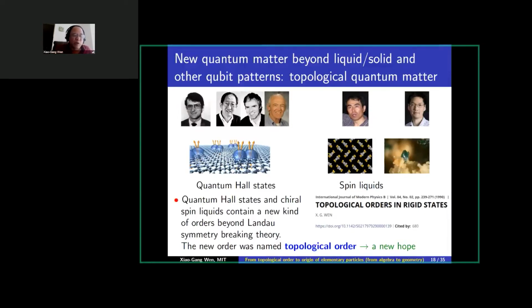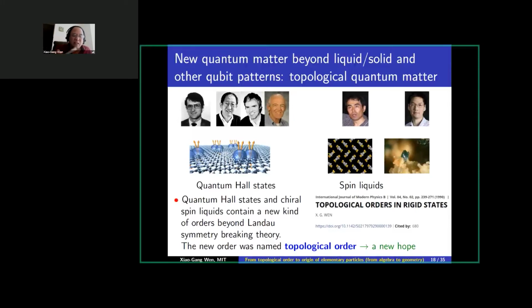That is, an electron gas on the surface of a semiconductor in a strong magnetic field can form some kind of strange quantum matter. And also in some material with a triangular lattice, the electron spin may form a spin liquid. The quantum Hall state and this spin liquid really contain a new kind of order.